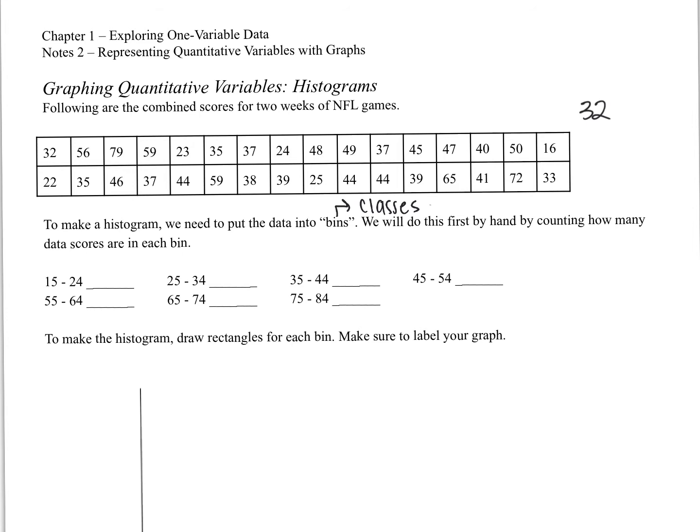So what I'm going to do now is go through the table and figure out how many numbers are in each of our classes. And as I do that, I'm going to cross them out of the table so that I know that I've used them once. So the first thing I'm looking for are numbers between 15 and 24. Which there are 4 of. Next, I'm looking for numbers between 25 and 34. Which there are 3 of. Next, 35 to 44.